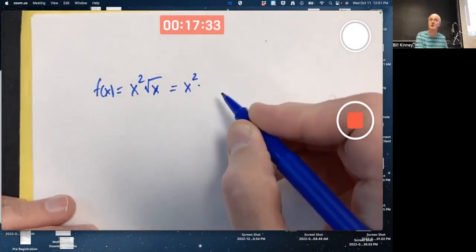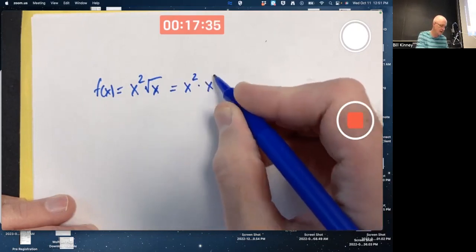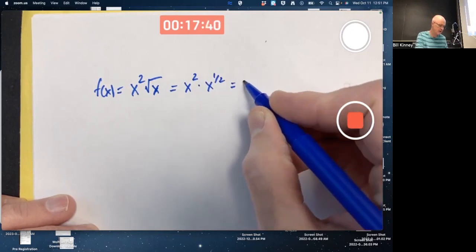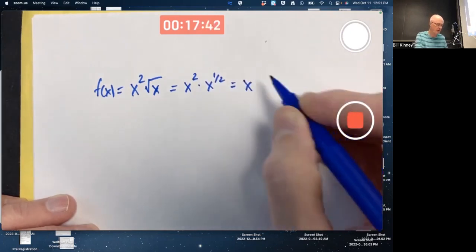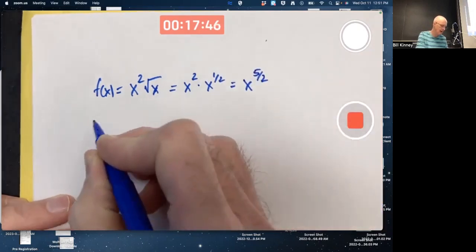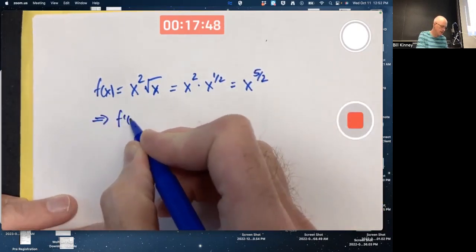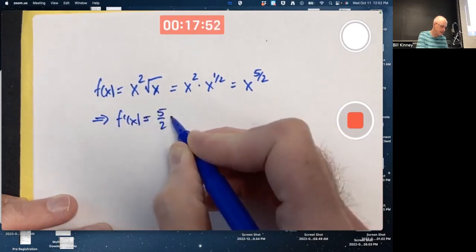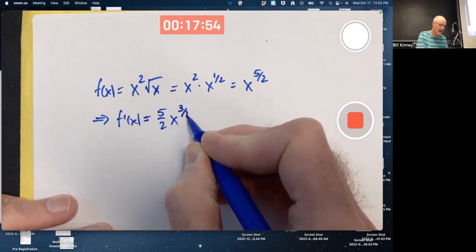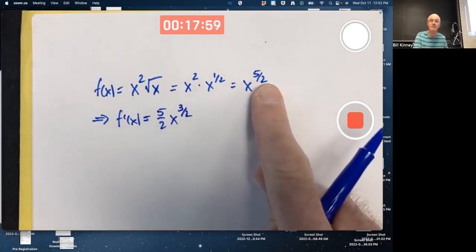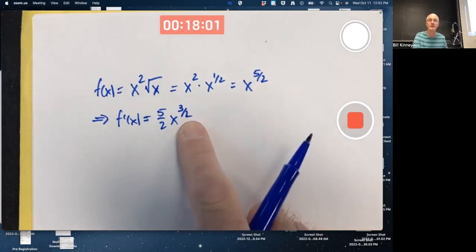Because you can write square root of x as x to the 1/2 power. And then you can add those exponents. That would be x to the 2.5 power, which is the same as x to the 5/2 power. And that will mean the derivative by the power rule is 5/2 x to the 3/2 power, right? 5/2 minus 1 is 3/2. 2.5 minus 1 is 1.5.